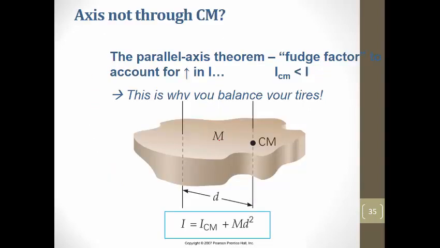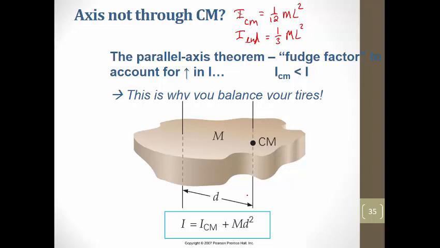There is a possibility, so we looked at our rod and we had, if it was rotating about the center of mass, my moment of inertia was 1/12 ml squared. And if it was rotating about one end, it was 4 times larger, 1/3 ml squared. But what if it's not on the end and it's not at the center of mass? Then we use this parallel axis theorem.